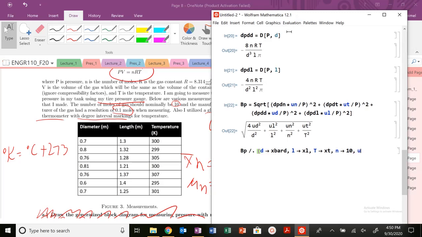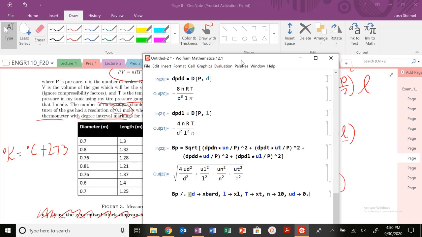So now I need to look at uncertainty. So my uncertainty in D is going to be what? It's that centimeter tick marks, so it's going to be 0.01. My uncertainty in length is going to be 0.01 meters. My uncertainty in number of moles, it has that resolution of 0.1, so uncertainty in N goes to 0.1. And my uncertainty in temperature is going to be a degree, so uncertainty in T goes to 1. And here, it's the uncertainty there, and we can now plug and chug, and we get this value.